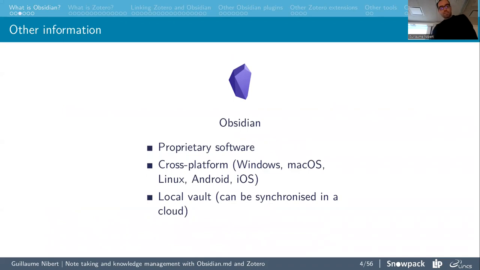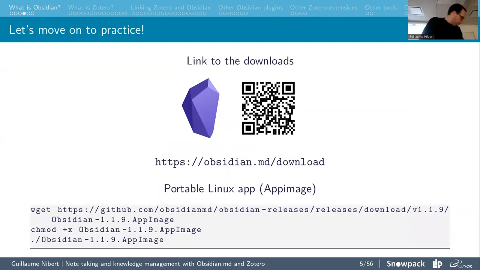So yeah, it's a proprietary software. Currently there are some open source tools, but they don't cover all the features of Obsidian. It's a cross-platform software, so you can run it on Windows, macOS, Linux, Android, and iOS, and you create a vault. So it's a local vault. It can be synchronized in the Obsidian cloud, but you have to pay. But you can also synchronize it on any cloud provider you want, so Google Drive, Nextcloud, or other cloud. So let's move on to the practice.